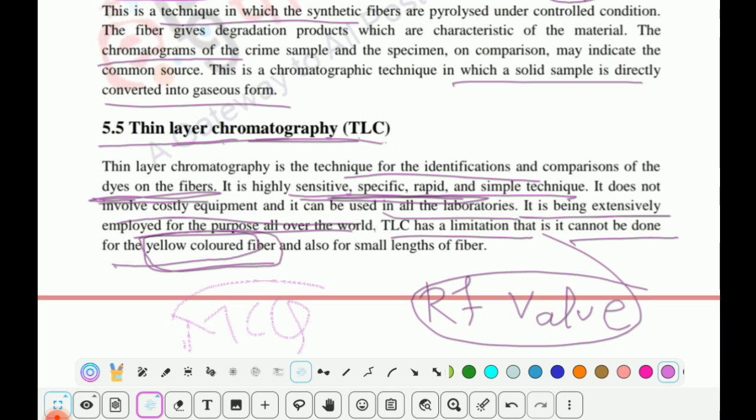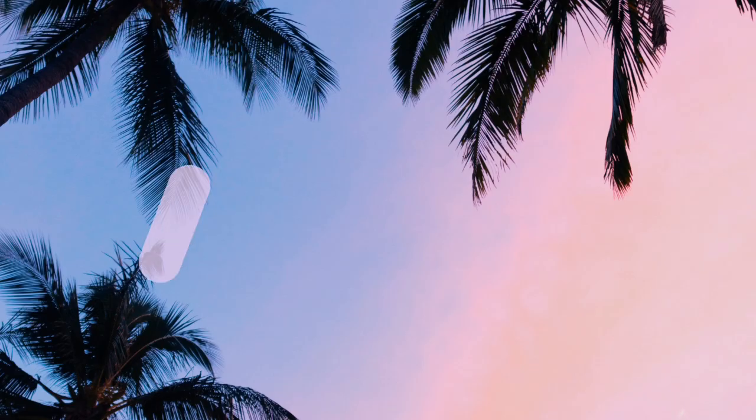So this is it for the day. In the next lecture we will discuss the MCQs that are based on fiber analysis, that are extremely useful for UGC NET, and some of them would be previous year questions as well.